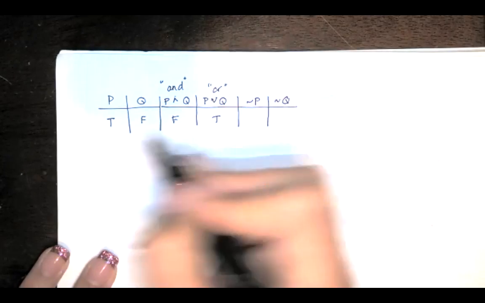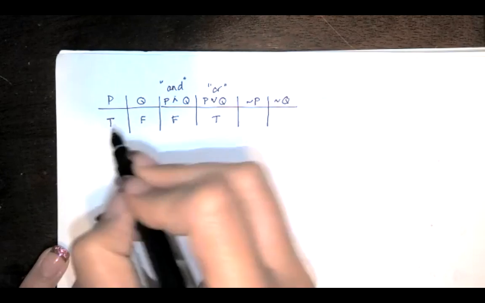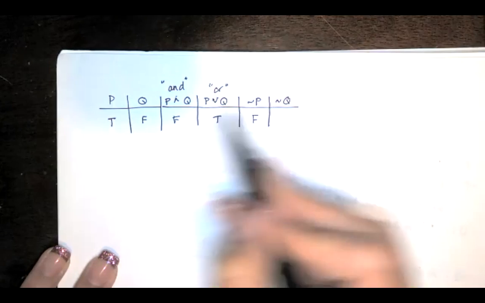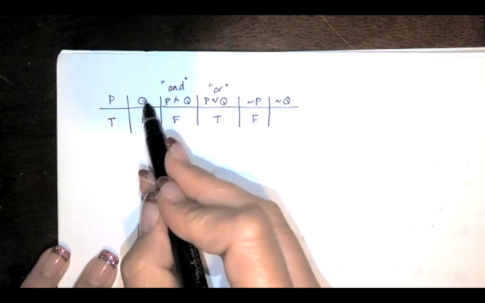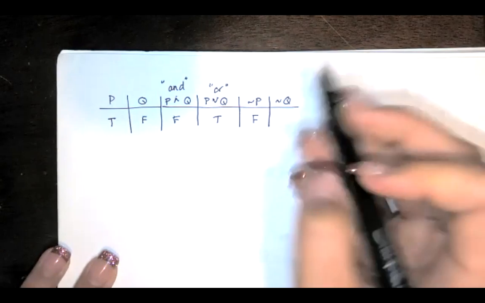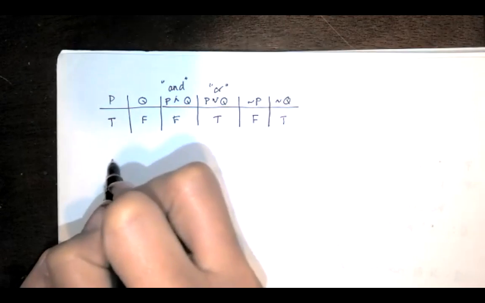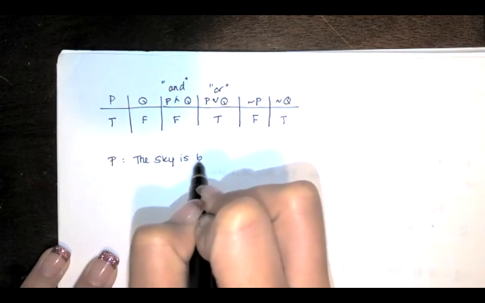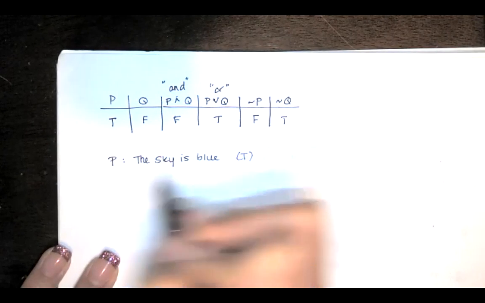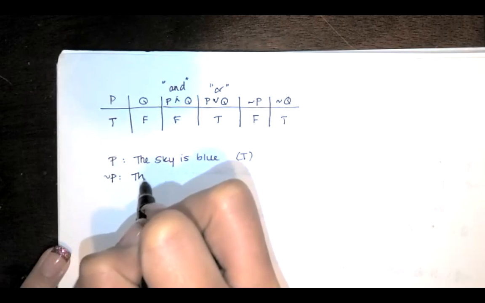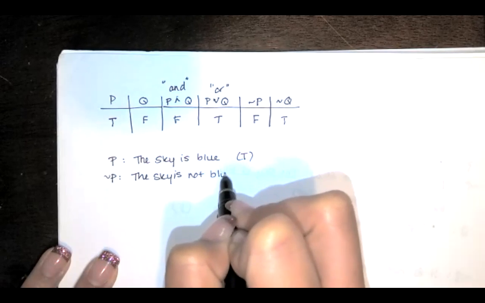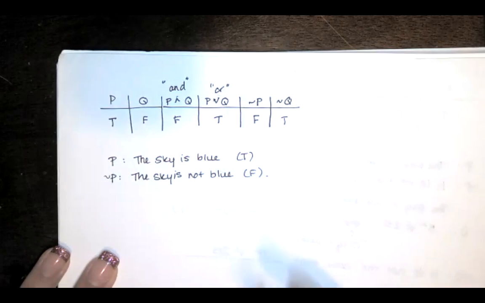The negation of P always has the opposite truth value of P. So if P is true, then the negation of P is false. Same is true for Q. Since Q is false, not Q is true. And remember, if P is that the sky is blue, which is true, not P is that the sky is not blue, which is false. And I think it makes sense that this would be false if that's true.